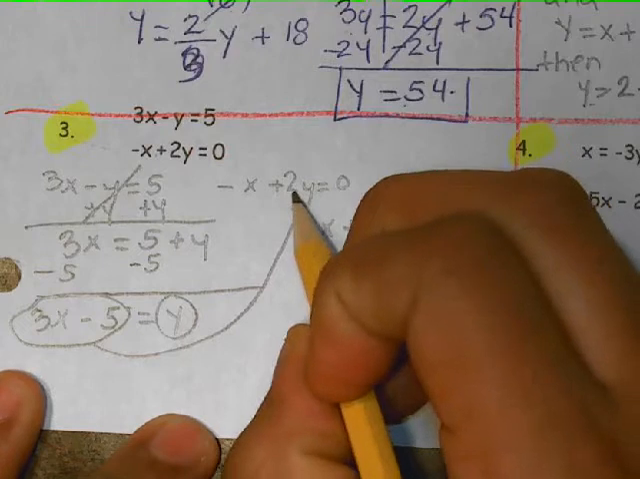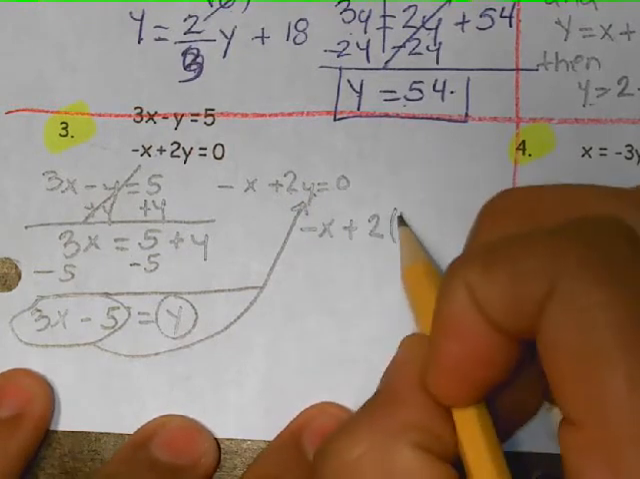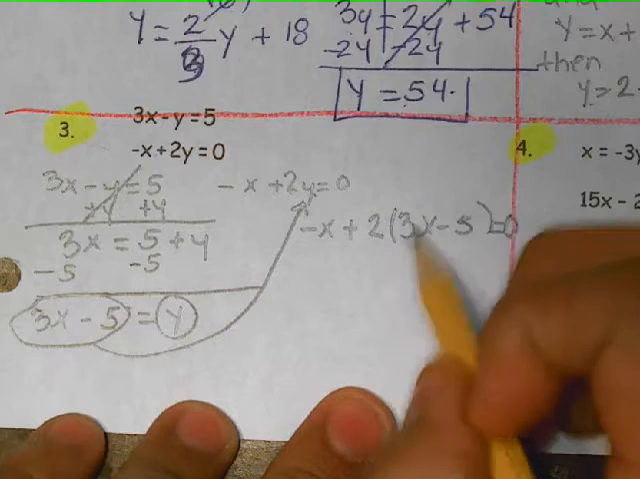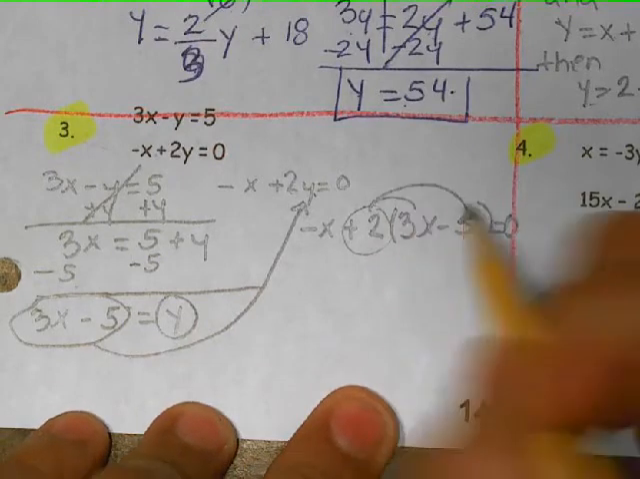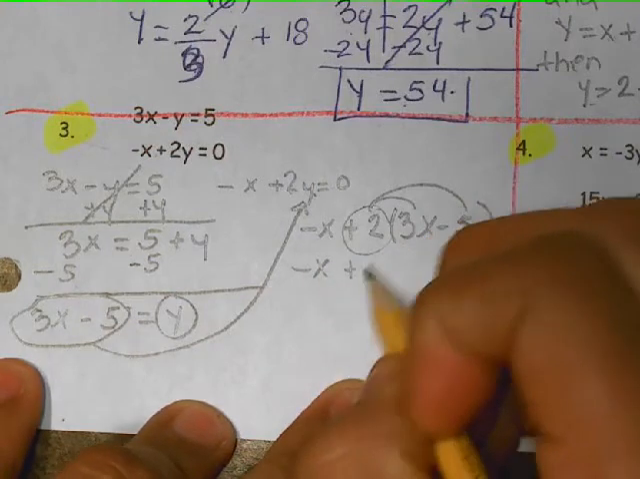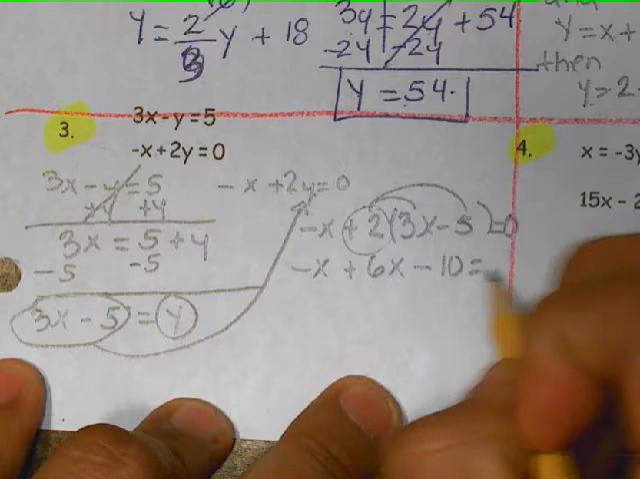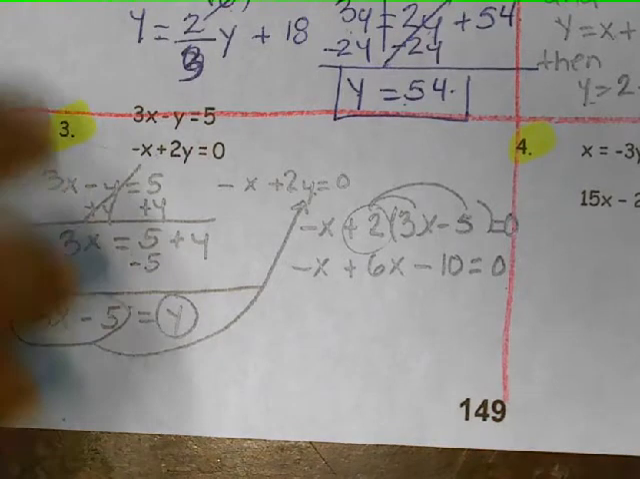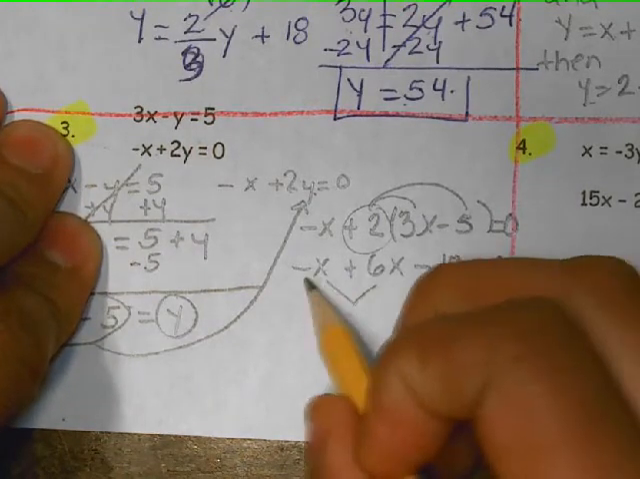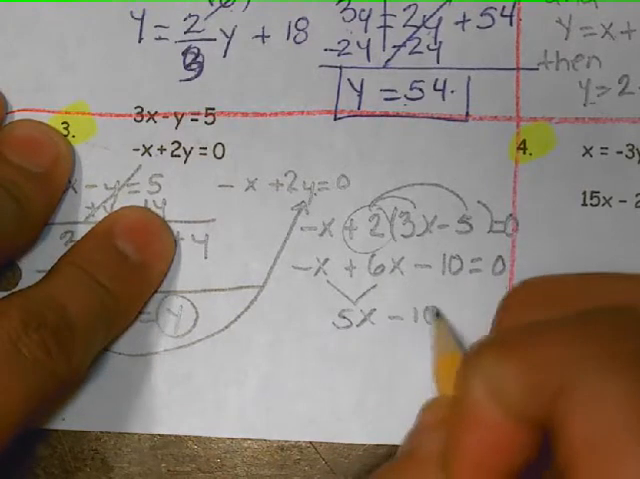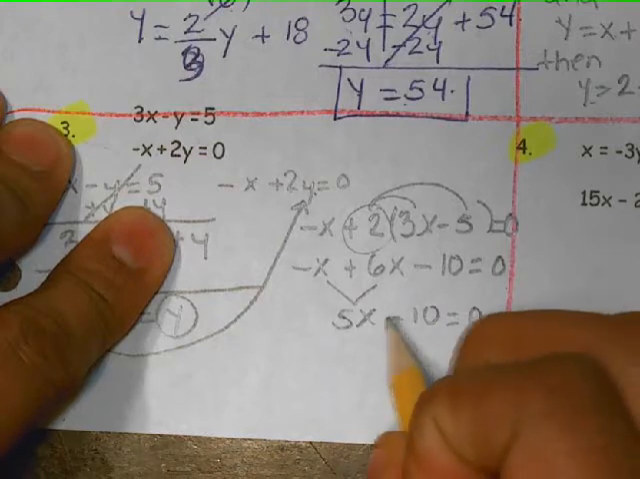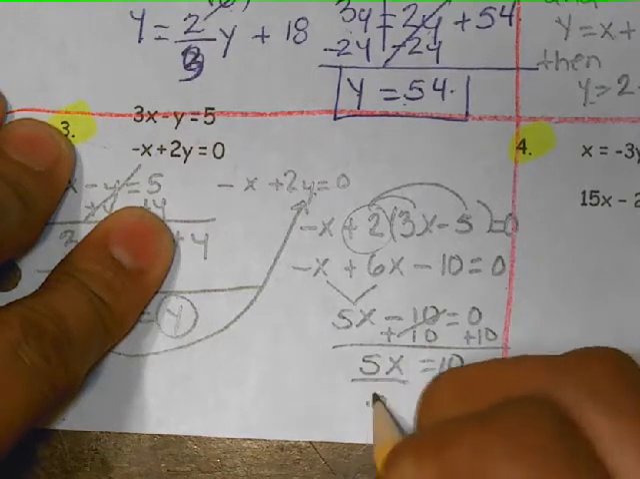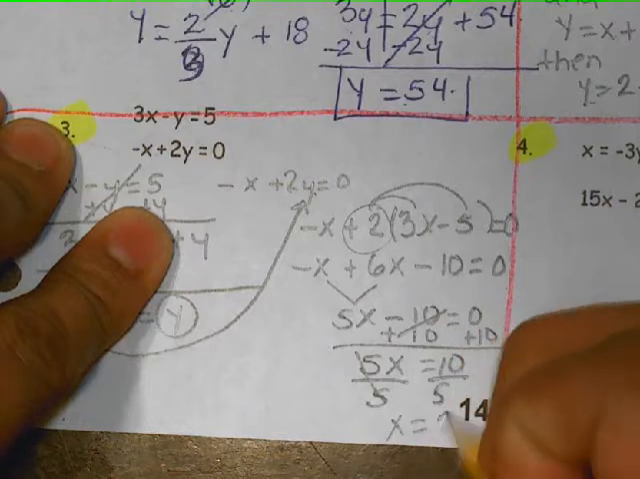So negative x plus 2, that means 2 times y. So that means 2 times 3x minus 5 is equal to 0. Then we start solving for x. First I'm going to distribute the 2 right here and continue. Okay, we will continue in just a second. So we combine these two, so that becomes negative x plus 6x equals 5x, minus 10 equals 0. Take away the minus 10, so we do plus 10 on each side. That gives us 5x equals 10. Finally, we divide this by 5 on each side, and x is equal to 2.